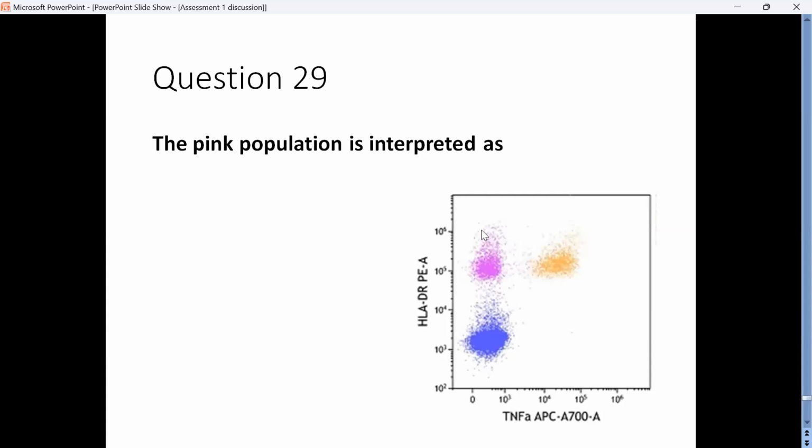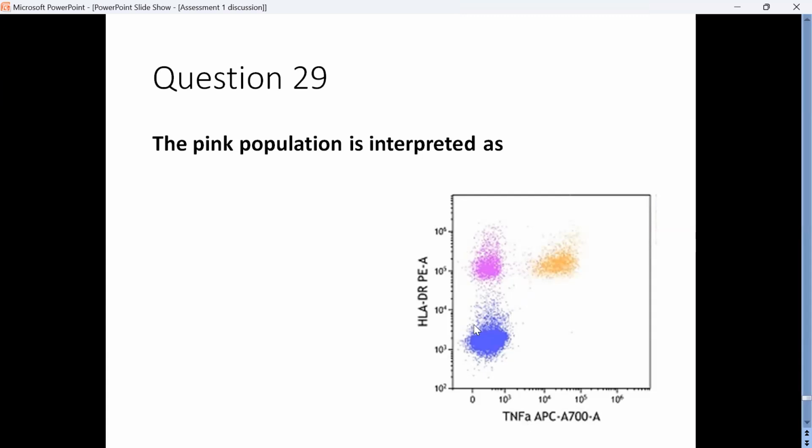So the next one, the pink population here is interpreted as, so this population is positive for HLA-DR and negative for TNF alpha. Okay, so this is x-axis, this is y-axis. Since this population is lying here, it is negative for the x-axis marker and it is positive for the y-axis marker. So it is positive for HLA-DR and negative for TNF alpha.